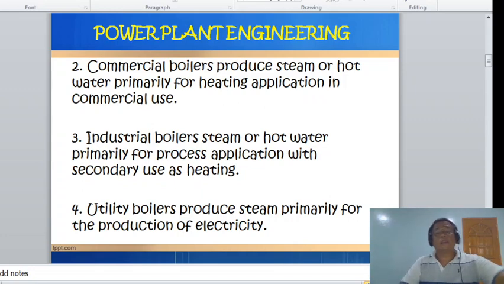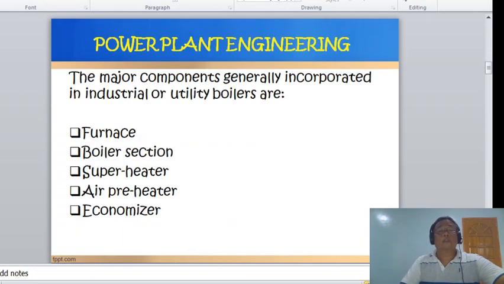Okay. So another is the utility boilers. Utility boilers produce steam primarily for the production of electricity. So maybe we are going to concentrate more on this fourth part of the classic types of the boiler. We will concentrate more on these types of boilers. Here we have the major components of the industrial or utility boilers. First, the furnace, where the fuel is burned, and the boiler section, and then the superheater. Another is the air preheater and the economizer. These are the basic parts, or the major components, of the utility or industrial boilers.